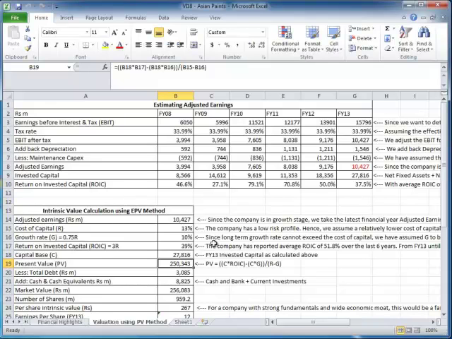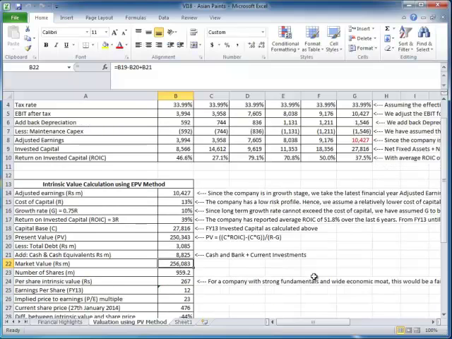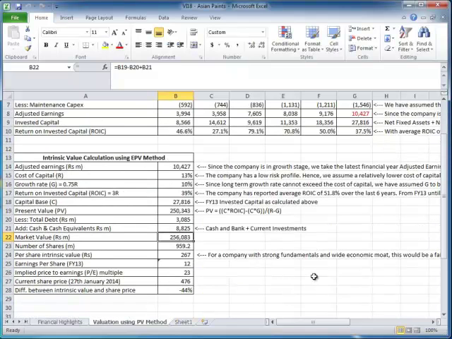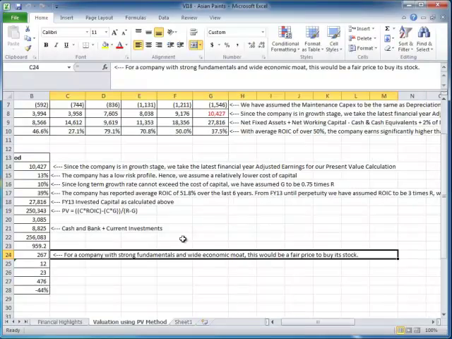Once we have the present value, we have to subtract away total debt, which is 3085. Then we add back cash and bank and current investments, which is worth 8825. Together this gives us the market value of the company. Okay? So again, pretty straightforward how we go from the present value to the market value. Then the number of shares is the total outstanding shares, so we can calculate the per share intrinsic value. This is just the market value divided by the number of shares.